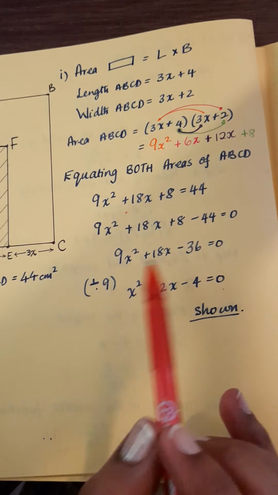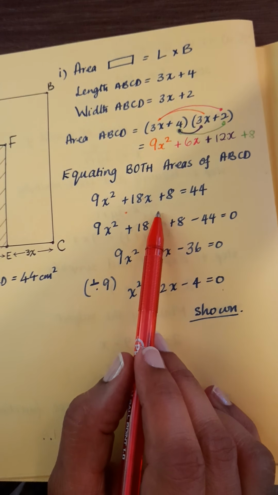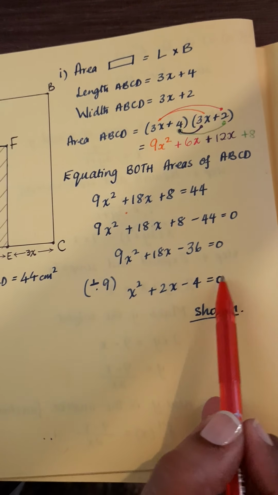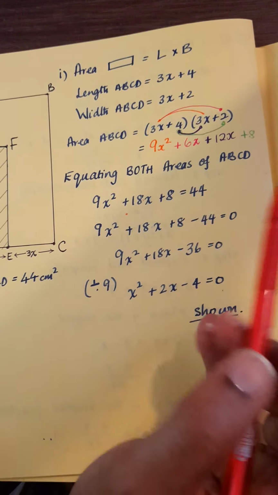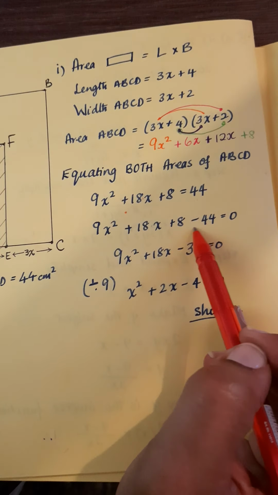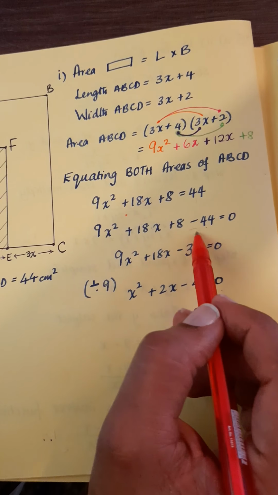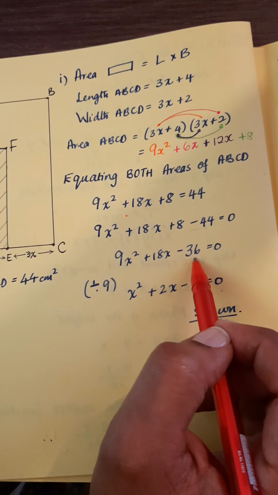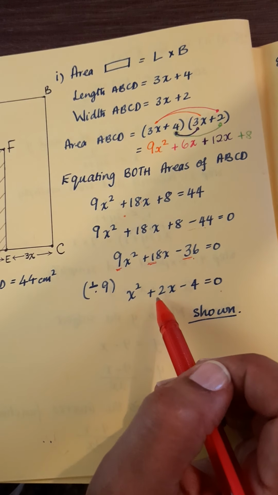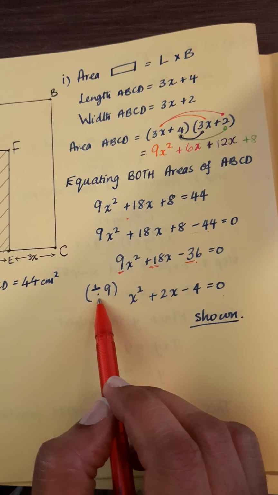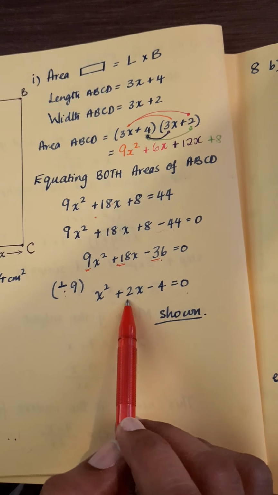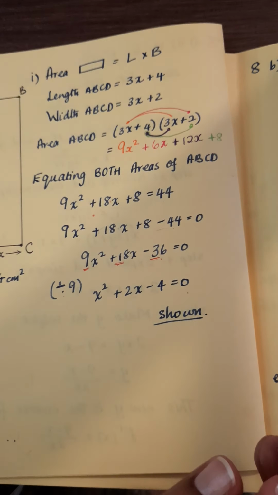When we break this down, we know we cannot solve a quadratic unless it's equal to 0, and we want it equal to 0. So let's bring the 44 over. Opposite of addition is subtraction. 8 minus 44 is minus 36, and every coefficient here is divisible by 9. So I'm dividing the entire equation by 9, and I am going to get x squared plus 2x minus 4 is equal to 0. Shown.